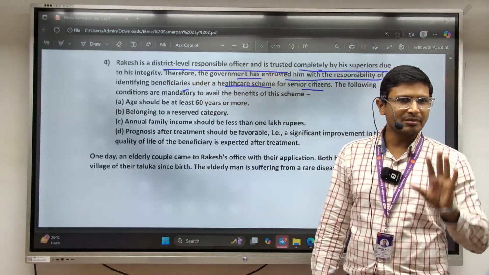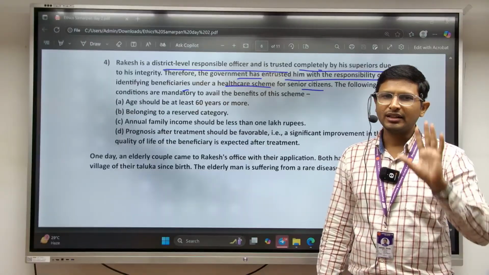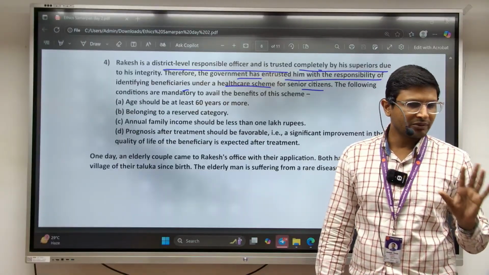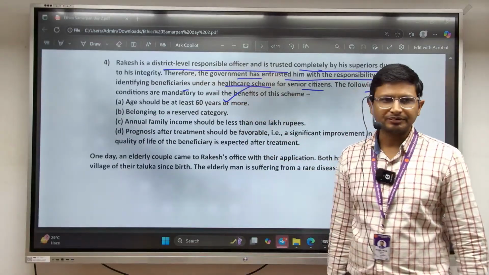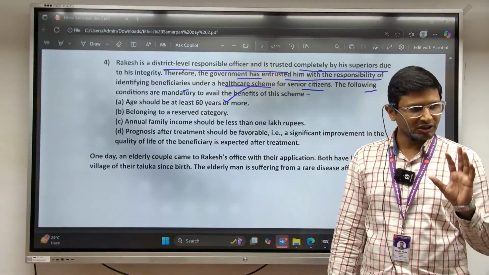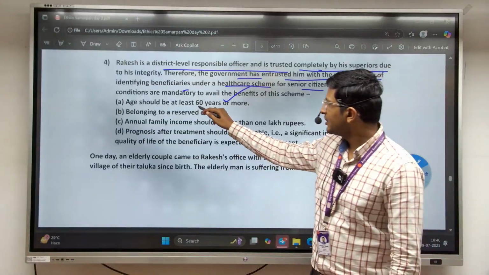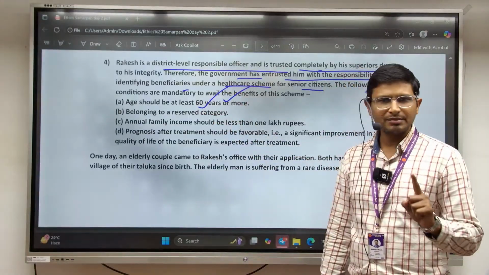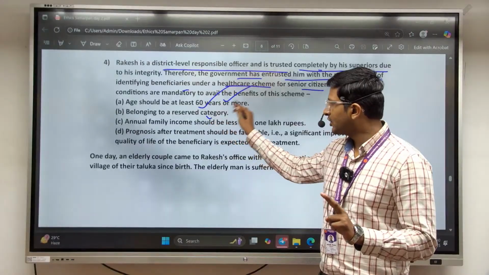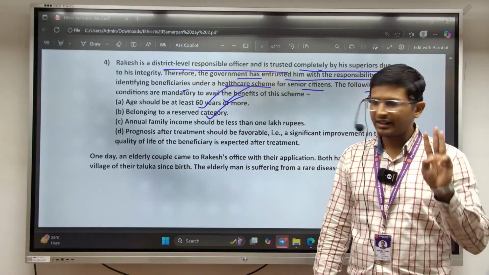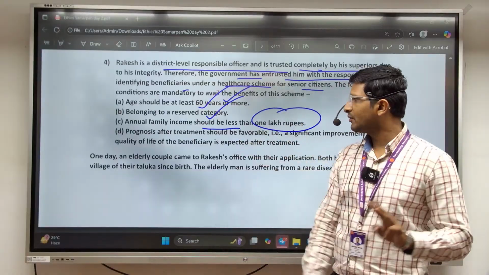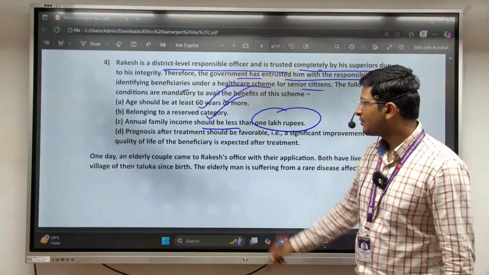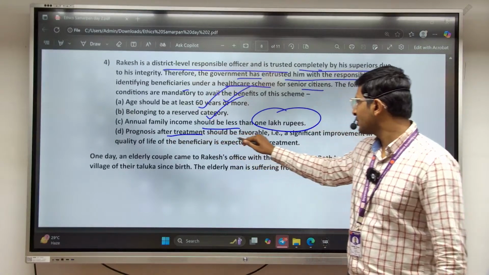राकेश का काम क्या है? बस बेनिफिशियरी कौन है इनको आइडेंटिफाई करना है, so that we can give the benefits. सो फॉलोइंग कंडीशंस दी गई है ऑलरेडी, किसी भी स्कीम्स की जो स्कीम्स है उसके बेनिफिट्स. फर्स्ट, एज शुड बी एटलीस्ट 60. सेकेंड, बिलोंगिंग टू रिजर्व कैटेगरी. थर्ड, एनुअल फैमिली इनकम लेस देन 1 लाख रुपीज. 4, प्रोग्नोसिस आफ्टर ट्रीटमेंट शुड बी फेवरेबल.